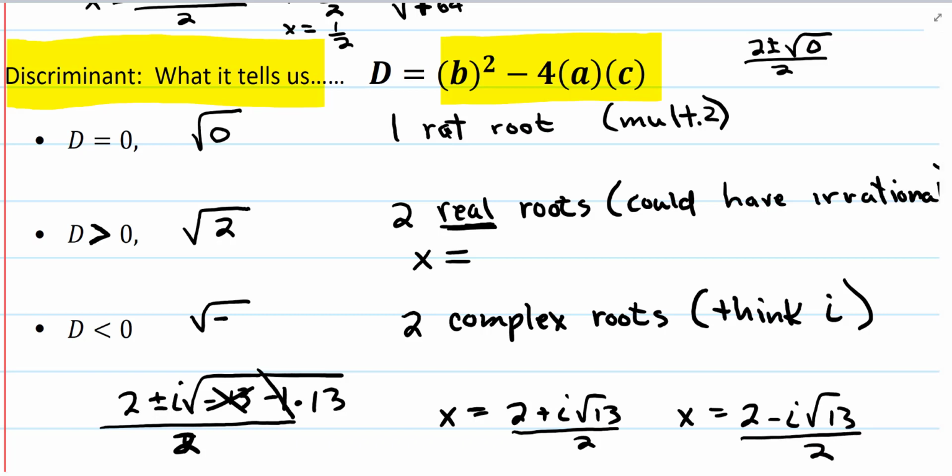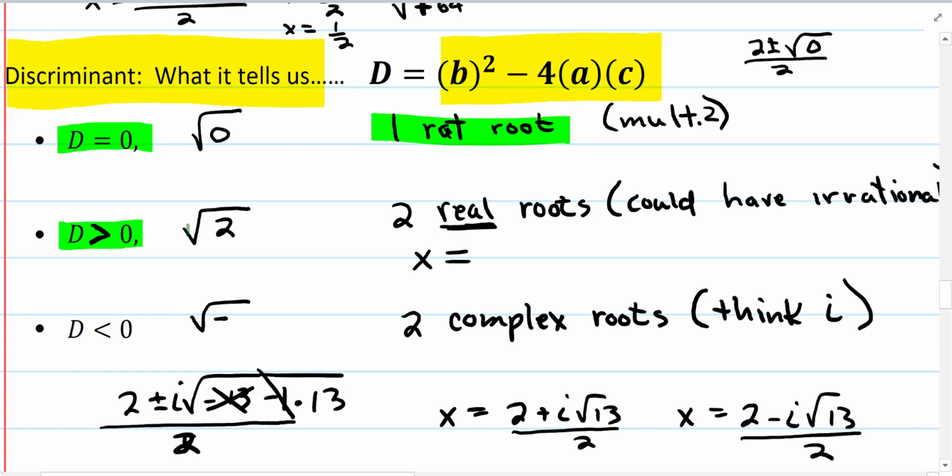But the key thing to know, and these are good test questions, by the way: when the discriminant is equal to 0, how many roots will there be? When the discriminant is a positive number, how many and what types of roots will there be? When the discriminant is a negative number, how many and what types of roots will there be?